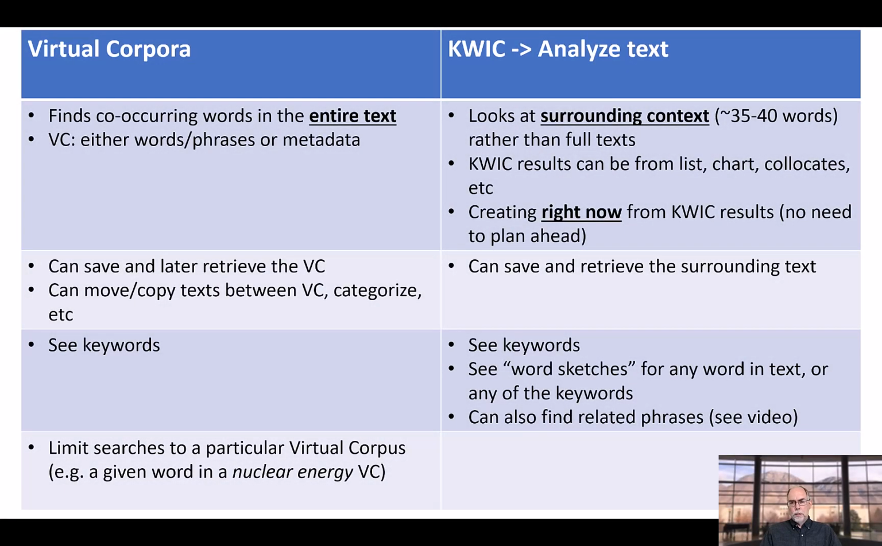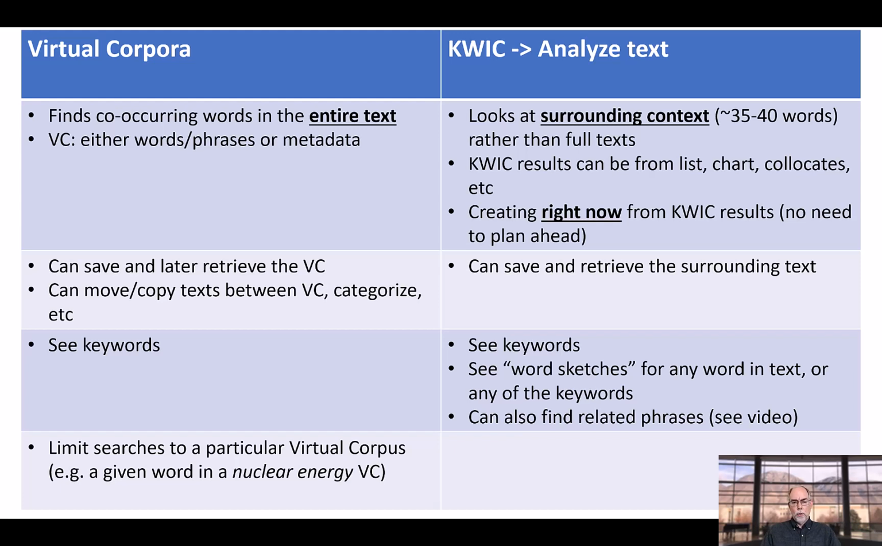So all of this is kind of similar to what we do when we create and use virtual corpora, where we can search for a word or phrase and then create a virtual corpus based on the text that contain those words or phrases. That's one way of creating virtual corpora. But here are some differences between the two processes. With virtual corpora, we're finding co-occurring words in the entire text. It can be 100, 200 words away.